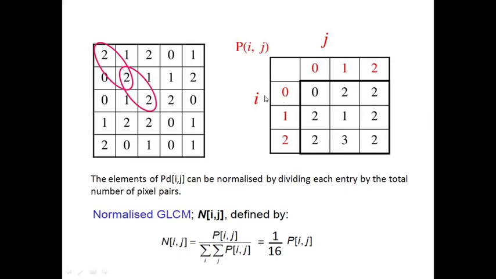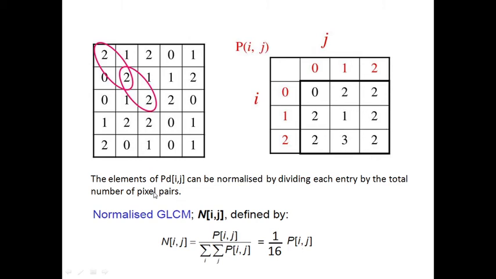So p of i comma j. p of 0 comma 0, nowhere, no diagonal here. p of 0 and 1, anyone is making 0 and 1 here. Yes, this is one occurrence, and here is one more occurrence, so the value is 2. And p of 0 and 2: the first pixel is 0, the second pixel is 2. How many times? This is the first occurrence of 0 2, and here also 0 2, the second occurrence, so 2. Similarly I can find all the elements of the GLCM, which is a 3 cross 3 matrix.